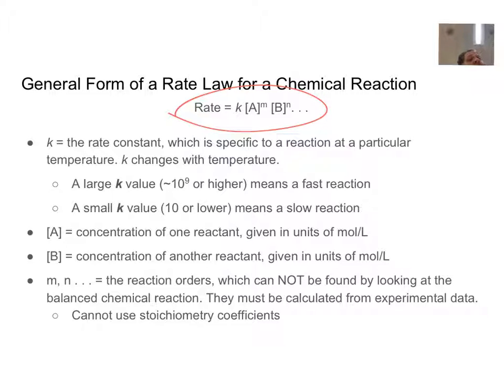Concentration of one reactant would be reactant A. Concentration of another reactant would be reactant B. And if we had another reactant, it would be concentration of C. The exponents here, M and N, are the reaction orders, and we get the reaction orders by calculating them based on experimental data. We don't just grab things from stoichiometry, from a periodic table, or the balanced chemical equation.